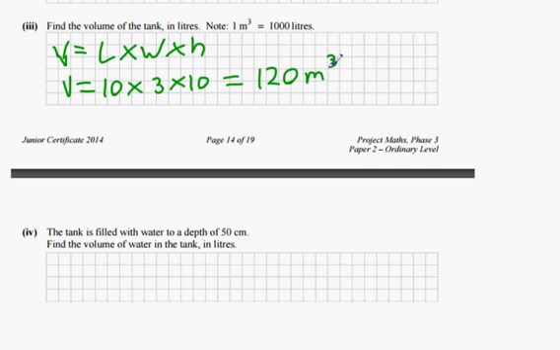What's that in liters? 1,200. No, we need to multiply it by 1,000. 1 meter cubed is 1,000 liters. So multiply that number by 1,000. 120,000 liters. Are we alright with that?